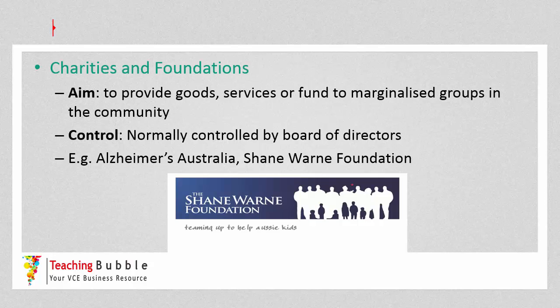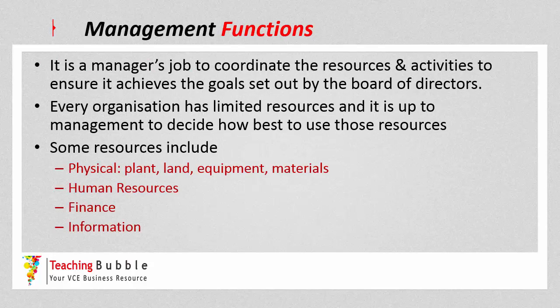So they're the different types of organisations, and each one of those organisations has managers involved in them. Their job is to coordinate the resources and activities to ensure the organisation is achieving the goals that the board of directors, or the key members controlling the organisation, have set out. And every organisation, no matter how large it is, even the government, has limited resources, and it's up to management to decide how best to use those resources. Even if the government earns billions of dollars in tax revenue, it's still not unlimited money. No matter what happens, those resources are limited, and it's a manager's job to use them efficiently.